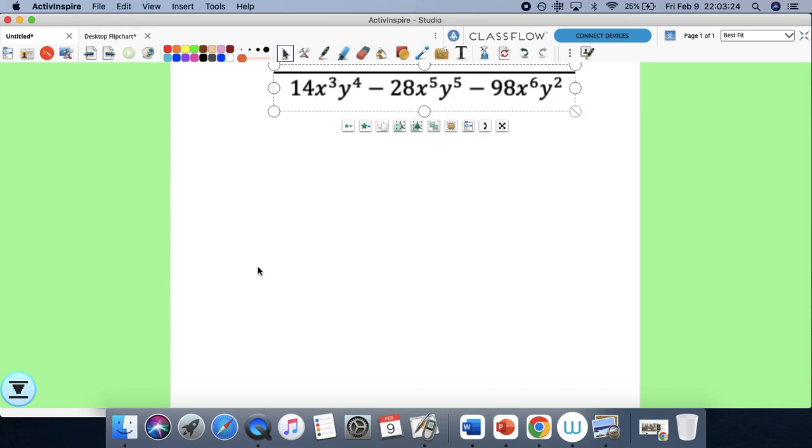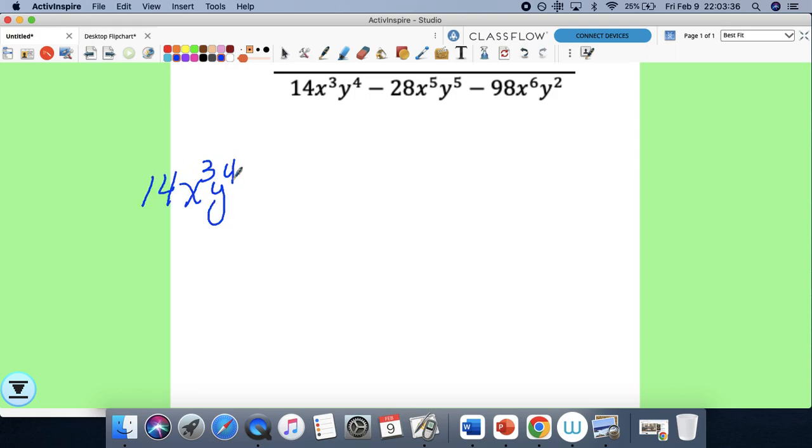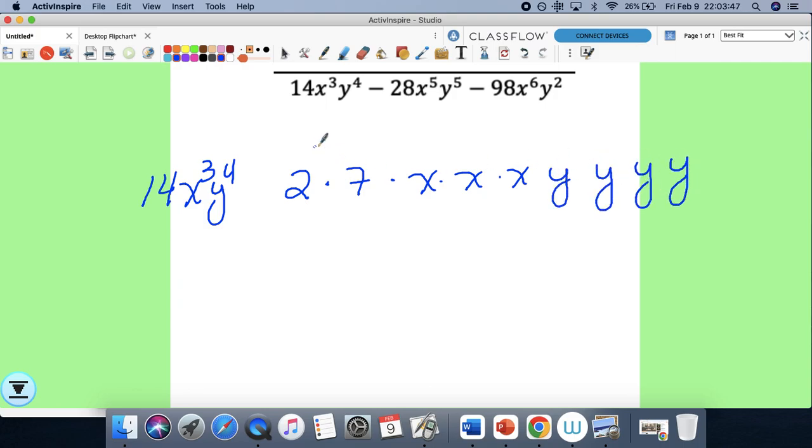All right. So remember, we have to expand this and write the coefficient as a product of its prime numbers. So let's start with 14x cubed y to the 4th power. That's easy. 14 is just 2 times 7 times x times x times x times y times y times y times y. And I'll make columns, right?